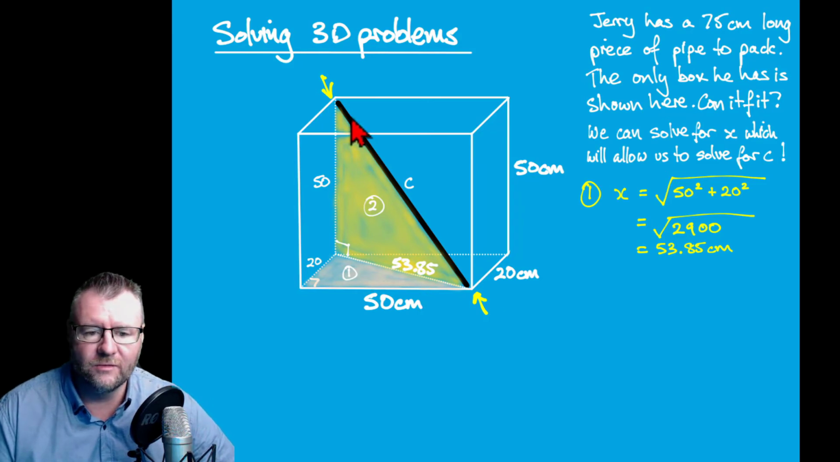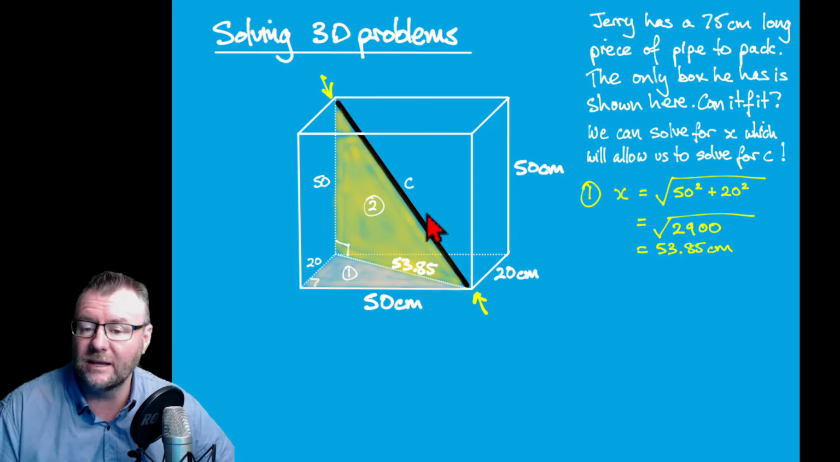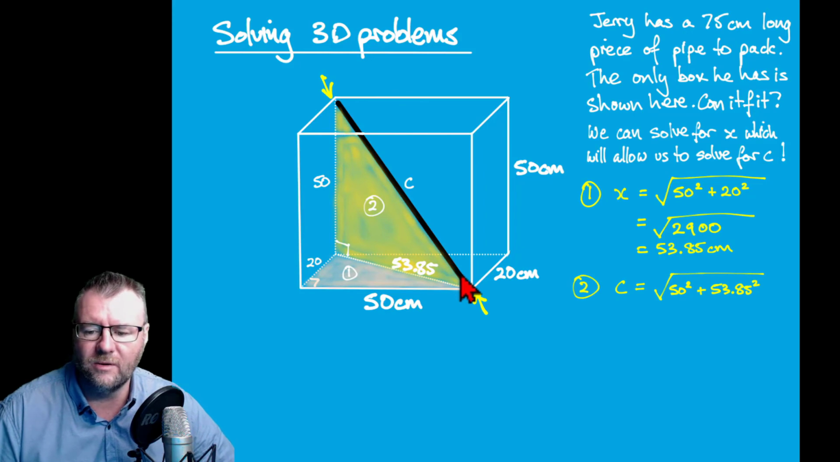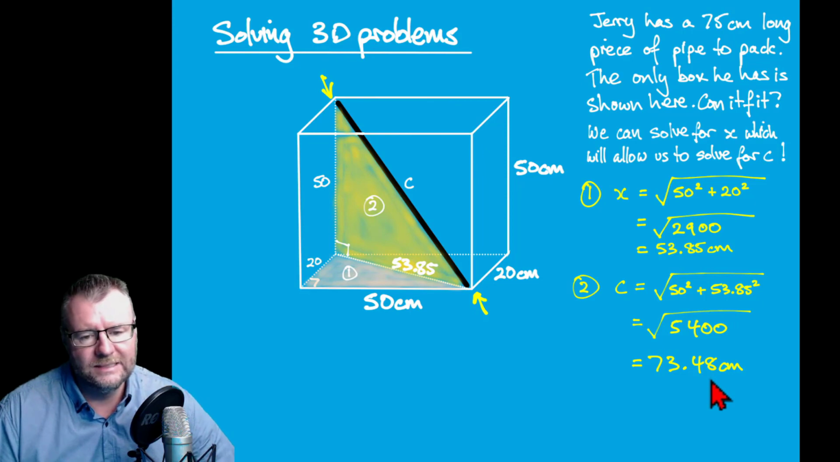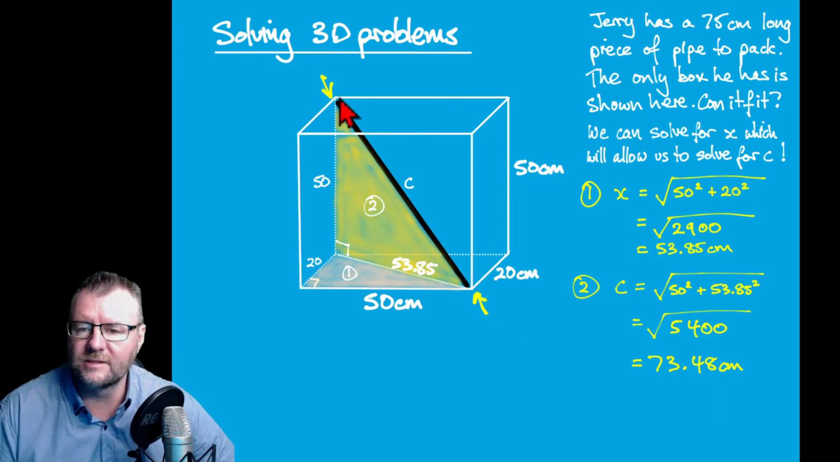How does that help me solve this? Well, now I've got a vertical of 50, a flat distance here of 53.85, I can use a second application of Pythagoras to work out the hypotenuse of this vertical triangle, which happens to be the length that we're looking for inside the box. So if I substitute those values in, the 50 and the 53.85, into my Pythagoras, I get a value of 73.48. Now, that is the distance from this point through the box up to this top corner here.